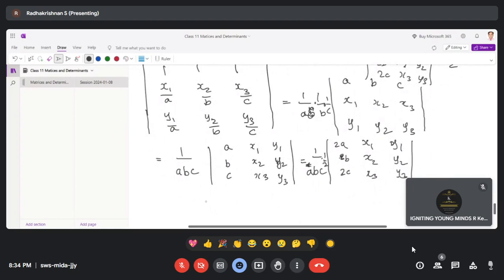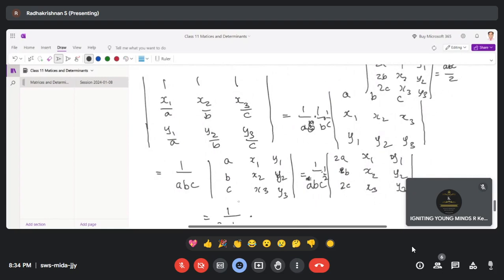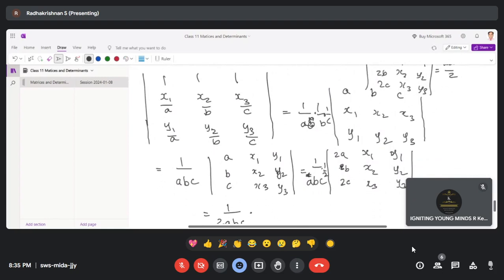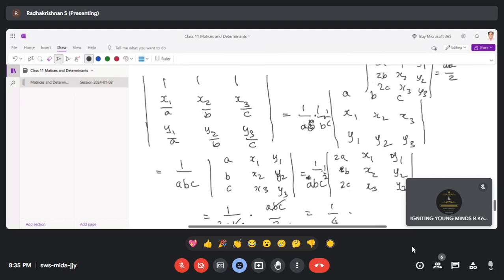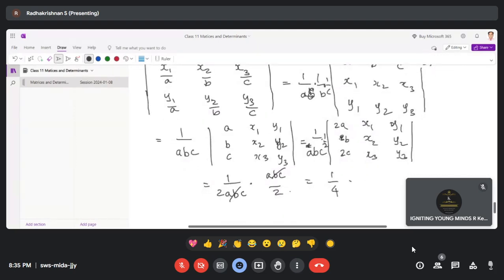So this is equal to 1 by 2abc into, so what is the value of this determinant? It is given as abc by 2. Now we can substitute abc by 2 because it is given like that. So that means this will be 1 by 4, which is your option 1.